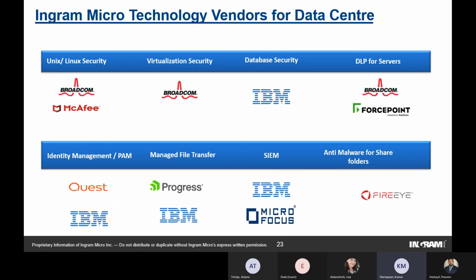And when it comes to data center security, we have a lot of vendors again. Broadcom, McAfee. Broadcom has virtualization security. McAfee has one. Database security is there in IBM. DLP for servers is there with ForcePoint and Broadcom. And identity and access management along with PAM is available with Quest, IBM. Managed file transfers, very important thing in this day and age. Progress has one. SIEM solutions, Micro Focus, Exabeam, IBM QRadar, AlienVault, all those solutions are available.